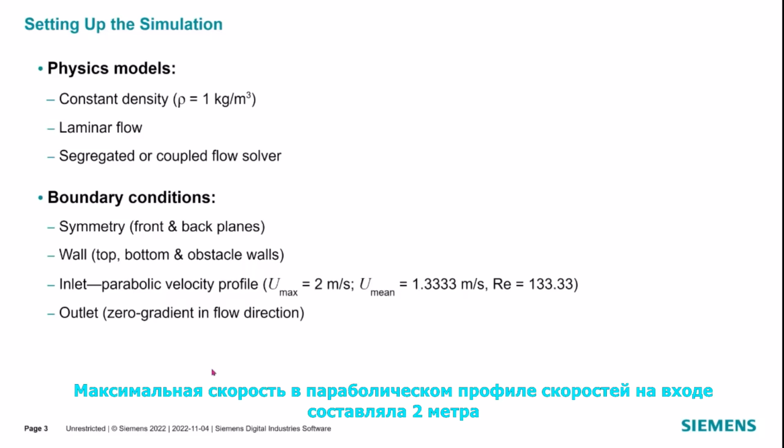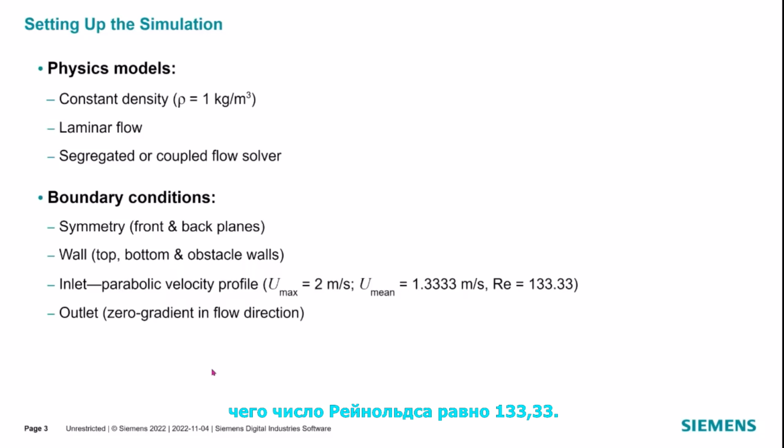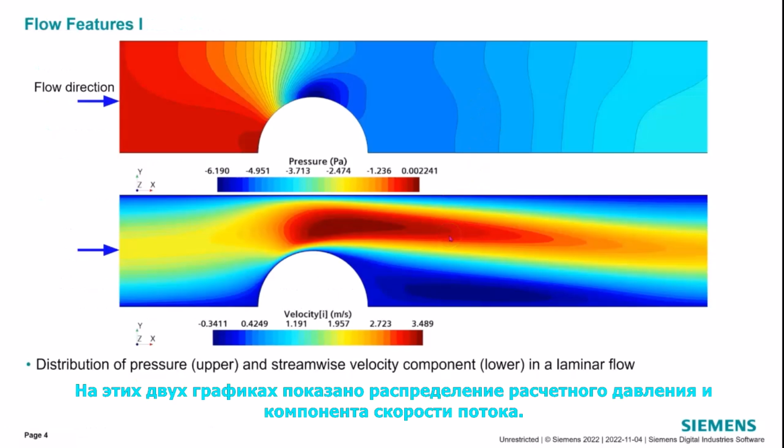The maximum velocity in the parabolic inlet velocity profile was 2 meters per second, which means a mean velocity of 1.33 meters per second, which leads to the Reynolds number of 133.33. These two plots show the distribution of computed pressure and the streamwise velocity component.